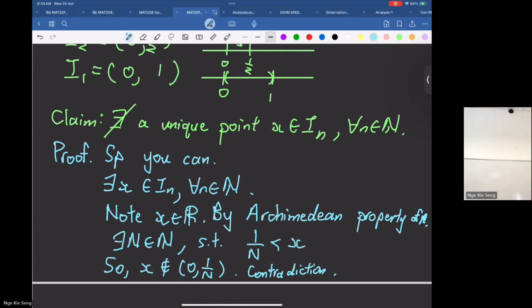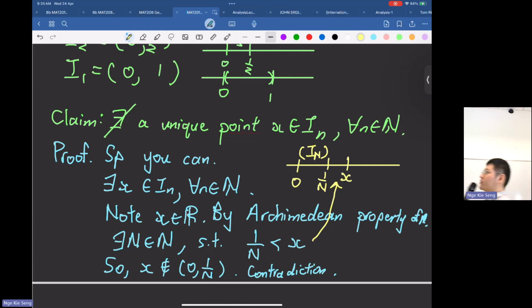Make sense? Hey, you need to draw a picture. What's the picture here? You got an x, you got a 1 over n here, and then you got a 0 here. So can you take this interval? So this is my In here. Whenever we draw this inequality, please in your mind pull out your real number line, and then plot it. Where is x? Where is 1 over n? Where is 0? Make sense? So this is another way to talk about the Archimedean property.